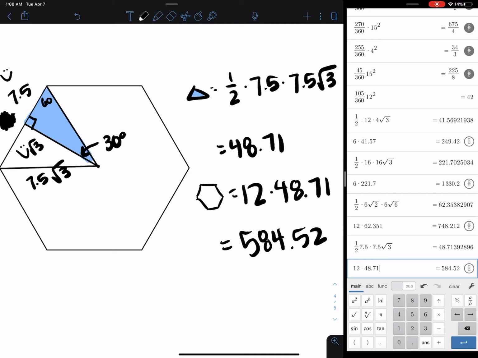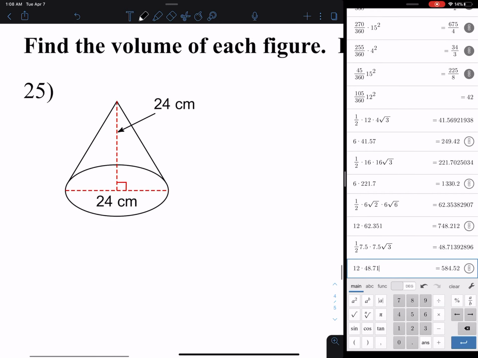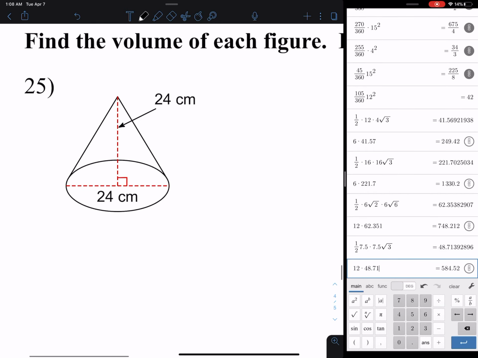Okay, the next section is on volume. I went over all of the volume formulas, so it's good for you to memorize these, especially because you need them on the test. So I'm not going to review them a lot. I'll just write down what the formula is for each of the shapes that we're doing.